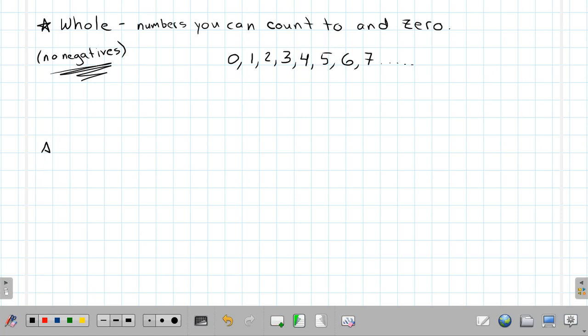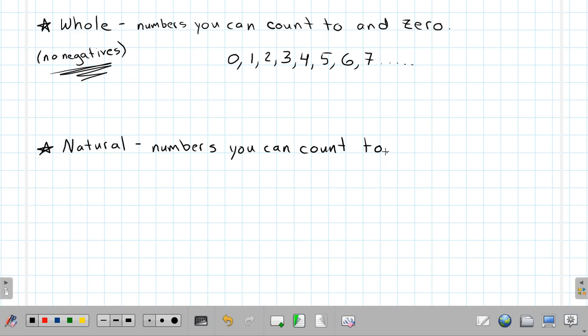Now the last type of number, so if your number is rational and it's an integer and it's whole, then there's one last number that you can talk about that the number could be. And these are called the natural numbers, okay? So these are numbers you can count to.